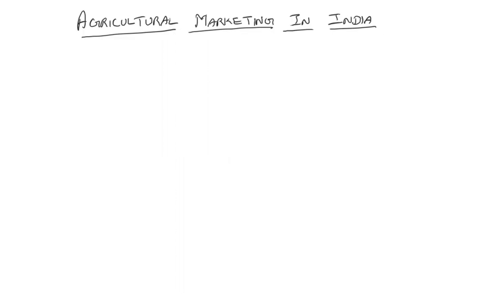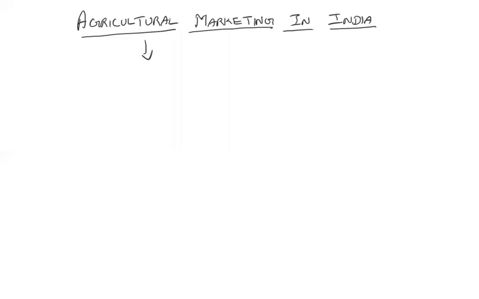In today's class, we will move on to the next topic, the next problem faced by the farmers, that is marketing of their produce, that is agricultural marketing in India. So, what is the meaning of agricultural marketing?